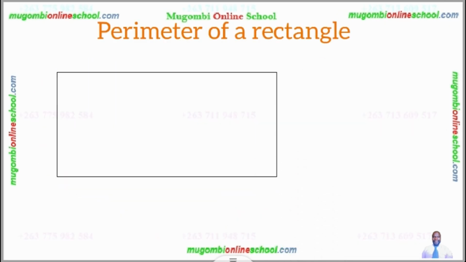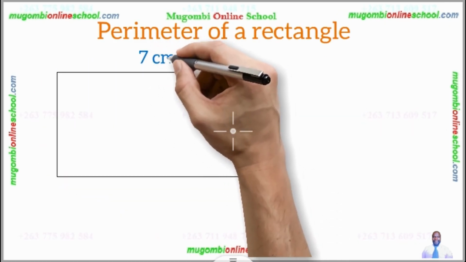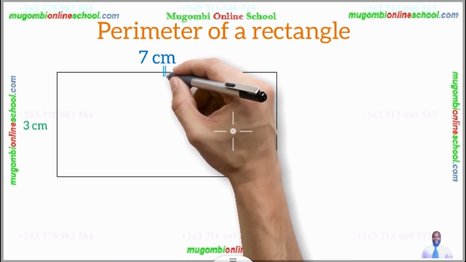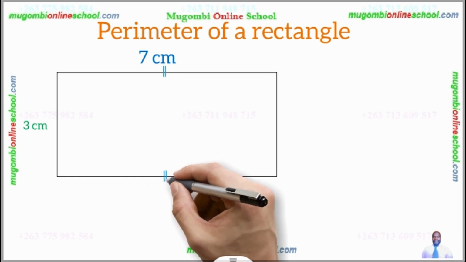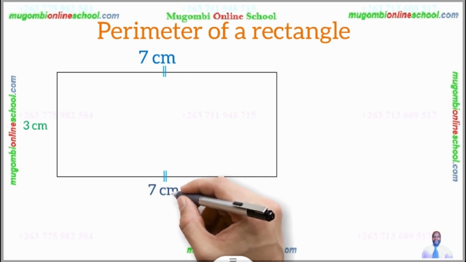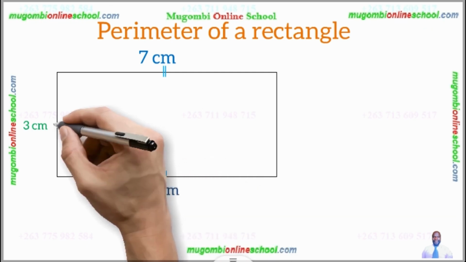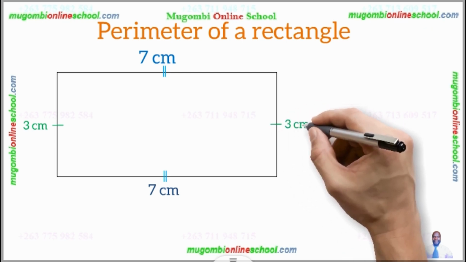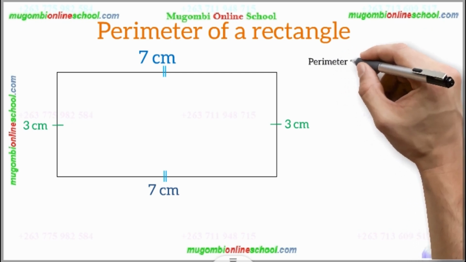Perimeter of a rectangle. Taking a look at this rectangle with 7 centimeters and 3 centimeters, the length is also equal to this side according to the properties of a rectangle. So this is 7 centimeters, and the width is marked 1, which means that it is also 3 centimeters.